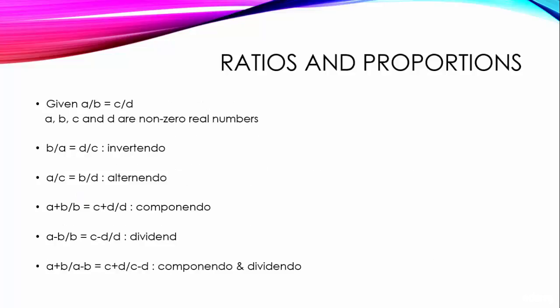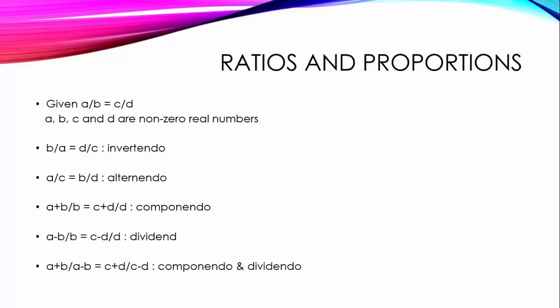Ratios and proportions. Given a by b is equal to c by d, where a, b, c and d are non-zero real numbers, we can deduce other proportions by simple algebra. These results are often referred to by the names mentioned along each of the properties obtained. B by A is equal to D by C. It's invertendo. A by C is equal to B by D, alternando.